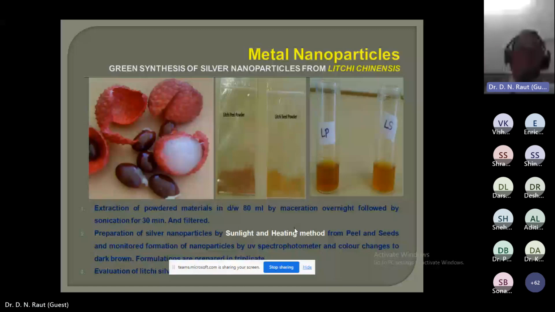Further, we have also studied that we removed the reducing agents. We removed the phenolic compounds from the extract, and then we tried to prepare the nanoparticles, but they were not formed. That let us conclude that only the reducing agents we already determined to be present in the plant are helpful for preparation of the silver nanoparticles. So the methods used were the sunlight and heating methods.